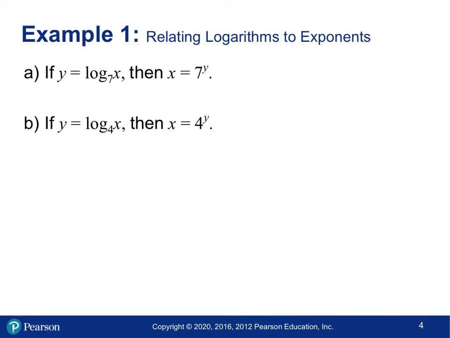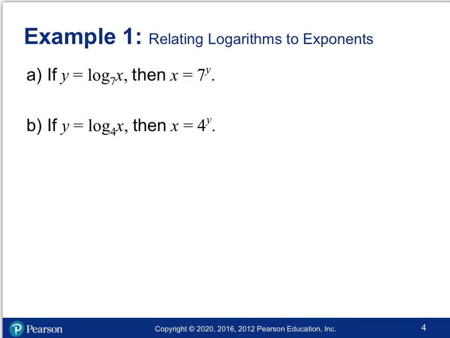Okay, so on example 1, it gives you the log, and then it shows you how it relates to exponents. But I'm going to write it on the side. I left the answers there, but I want you to remember that if you have log base 7 of x equal to y, I normally write the log part first rather than backwards like on part A. Then when you write it in exponential form, it's 7 to the y power is equal to x.